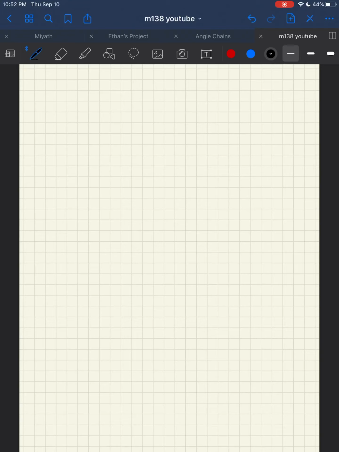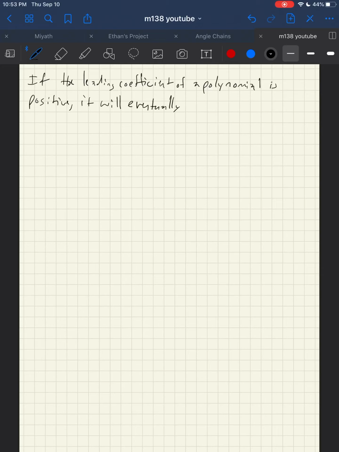All right. So now let's describe some of the things that can happen in a polynomial. So if the leading coefficient of a polynomial is positive, it will eventually, I'm putting this in quotes, head toward plus infinity.